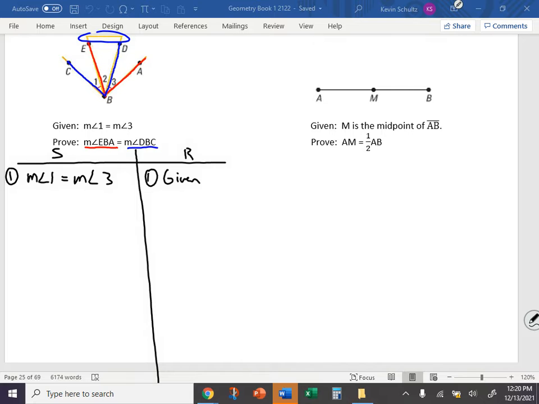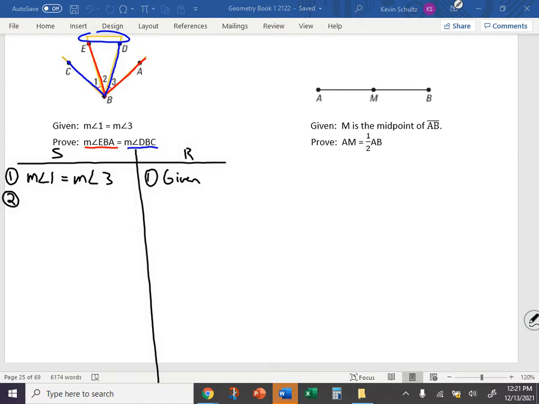Okay. It was, if we need to prove that EBA is equal to DBC, we've got to invite them to the party, right? We have to have them as part of the proof. So unless there's something else we can say about angles 1 and 3, what can we say about EBA? Let's introduce EBA to the party. What do we know about angle EBA?